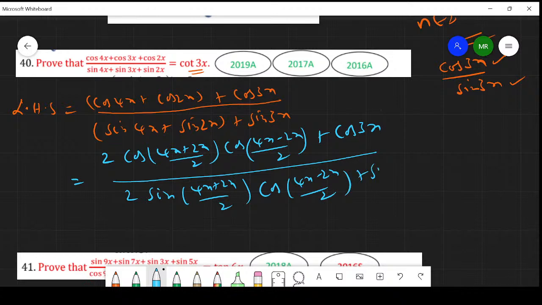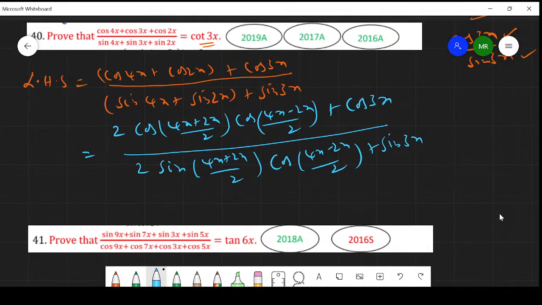Plus sin 3x. Correct? You write like this. Just write the formula. Now the numerator will become, see here, I have written the formula here. Then this will become 2 cos 6x by 2 cos 3x cos 2x. Correct? You will get this one.